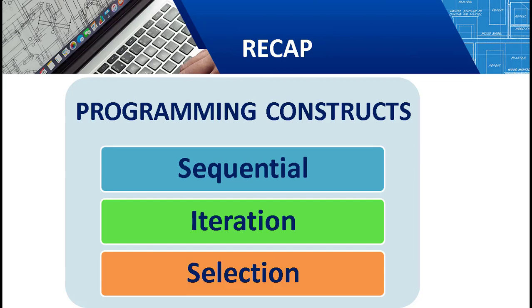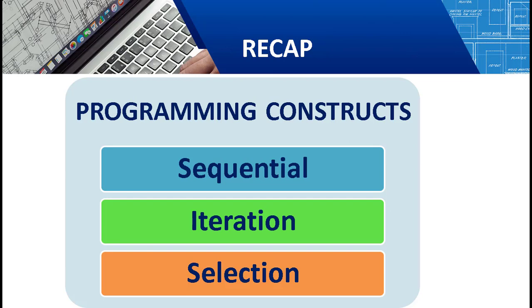The second type of construct is iteration. Iteration means the same set of statements will be executed again and again until the condition is satisfied. There are different types of iteration statements like do, while, for. We will be studying these in the next chapters.